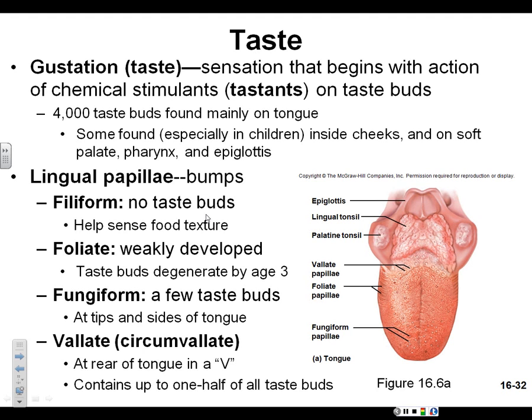Now, the filiform, they have no taste, but they sense texture. The foliate, they are weakly developed, but these have taste buds, and they begin to form about the age of 3. The fungiform are on the tips and the sides of our tongue, and the vallate, this is the V shape, so it contains up to half our taste buds.